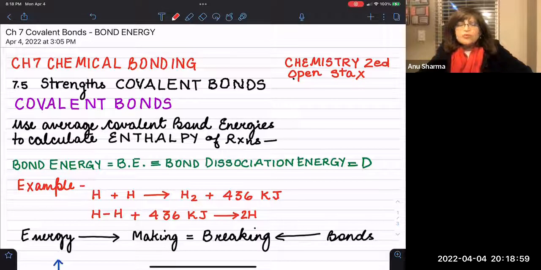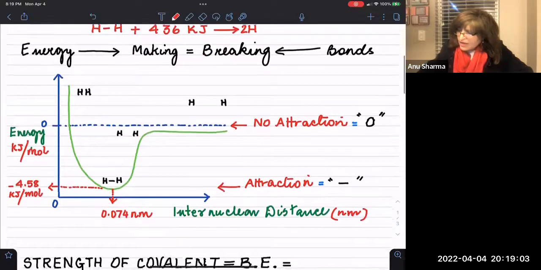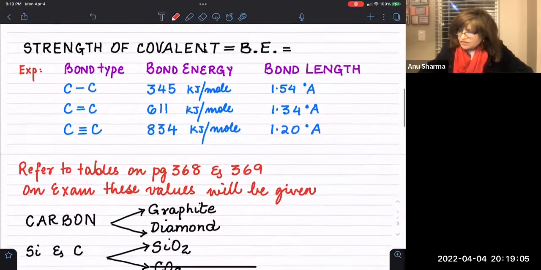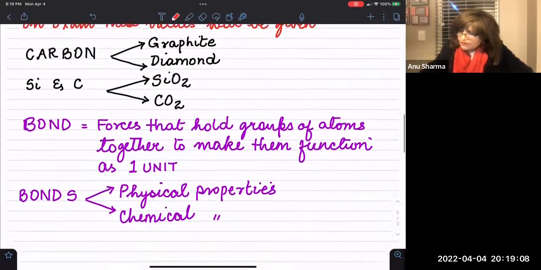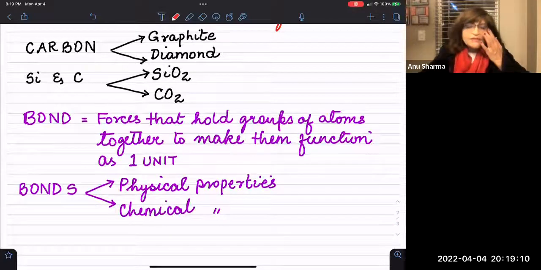So first of all, what are the bonds? And then we will discuss what is the bond energy and how are the bonds formed and the characteristics of the bonds. So first of all, how did the concept of bonds even come about?